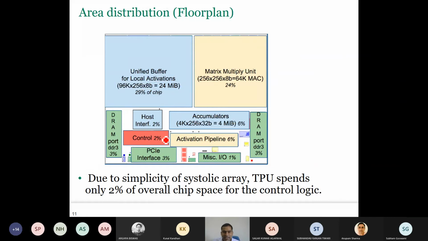And one more thing is the control takes only 2% of the chip area. This is really, really good. TPU spends only 2% of overall chip space for the control logic. Whereas in a CPU, you have a huge portion of the area dedicated to control, and very little area for the compute.